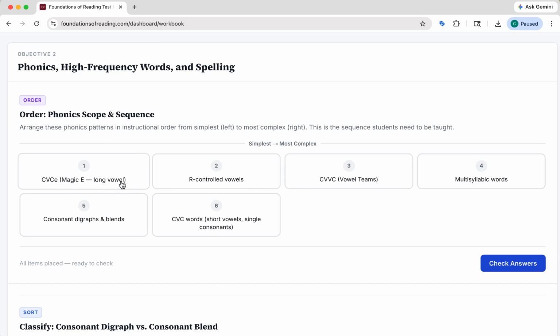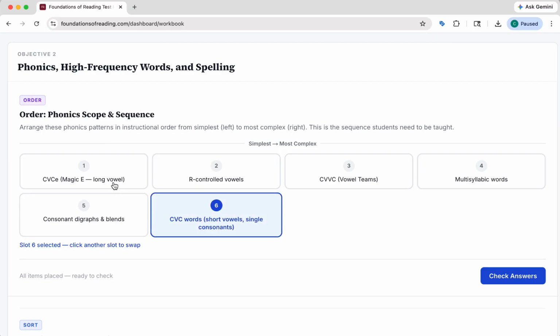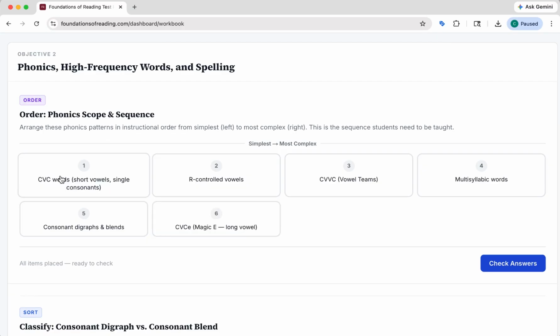So I'm just taking a look here. Make sure you do the same, and write it down. What would you put as first, second, third, fourth, fifth, and sixth? I'm looking for. There we go. I'm going to start with CVC words.